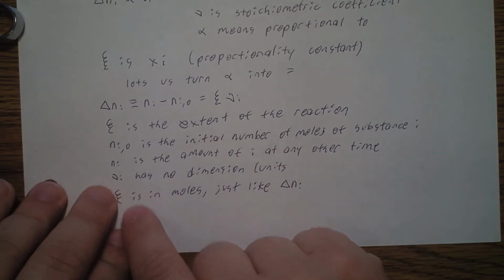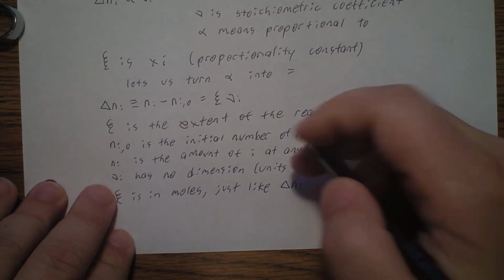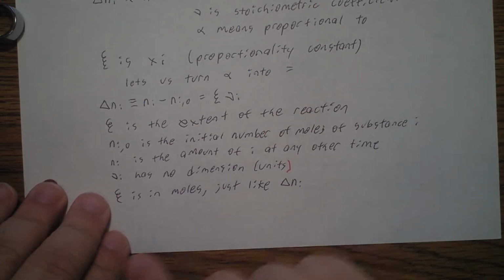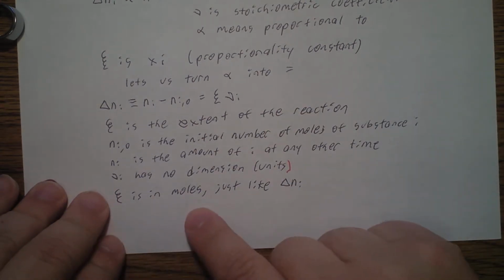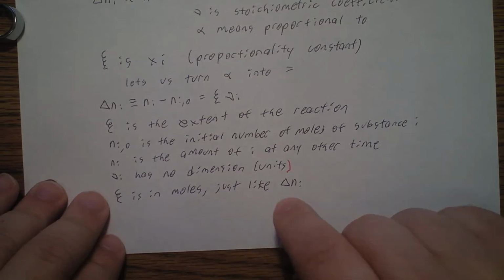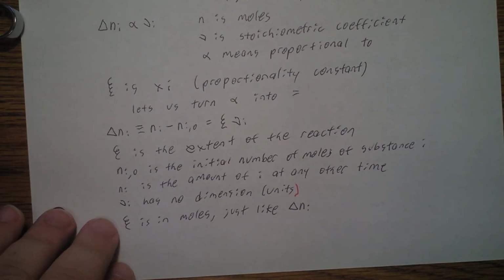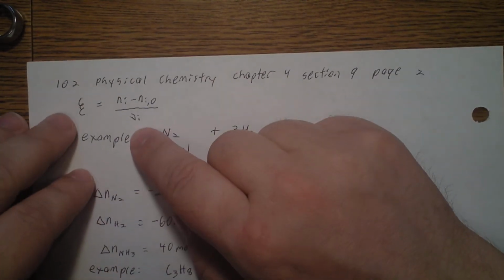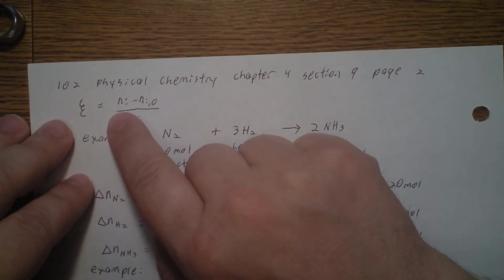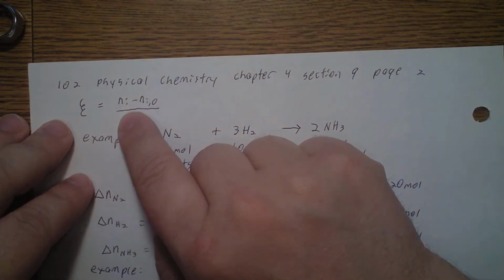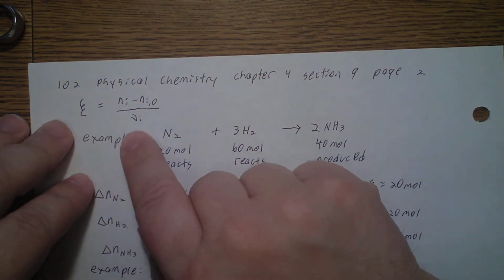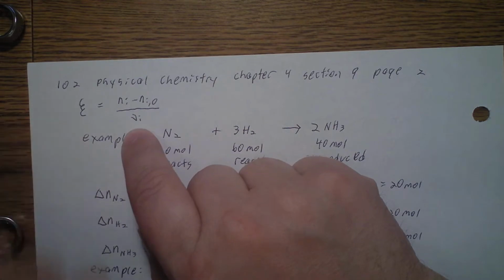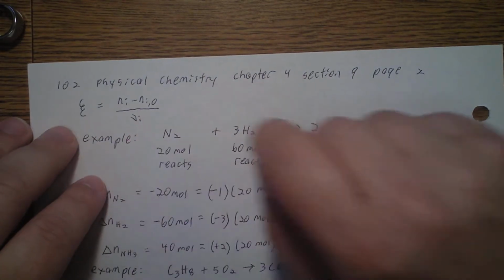Now nu_i has no dimensions. It has no units. Now xi is going to be in moles, just like the change in the number of moles of substance i. So we're going to solve for xi, and we get xi is equal to the number of moles of substance i minus the initial number of moles of substance i, divided by the stoichiometric coefficient, nu_i.